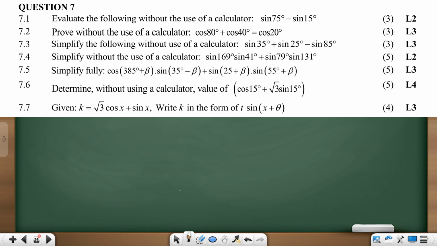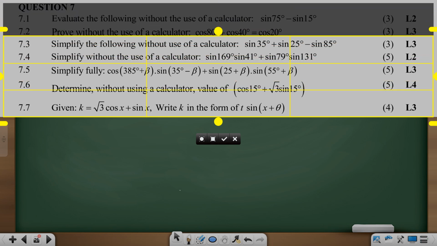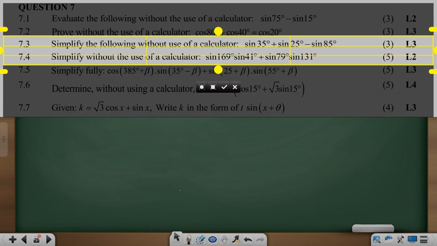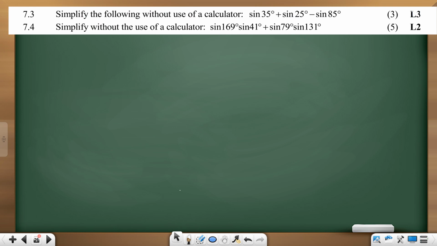Okay, we have 7.3 and 7.4 again, guys. Same story. I'll guide you. 35, 25, 85. And the idea is to use what? The same angles, right? Look, I know we're getting used to this, but mathematically, do you notice 85 is very far from 35 and 25? Those ones are kind of close.